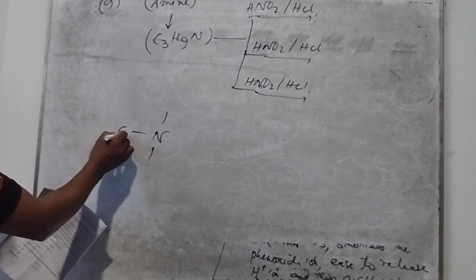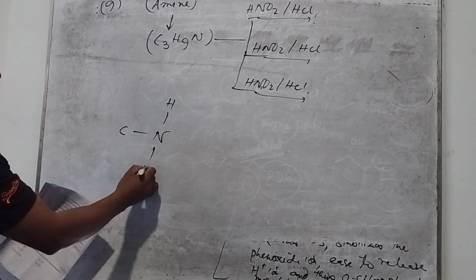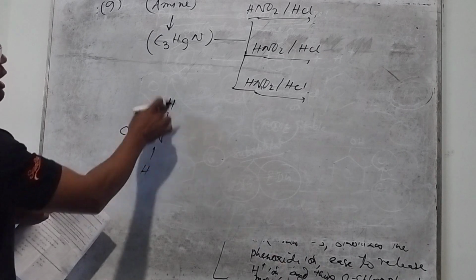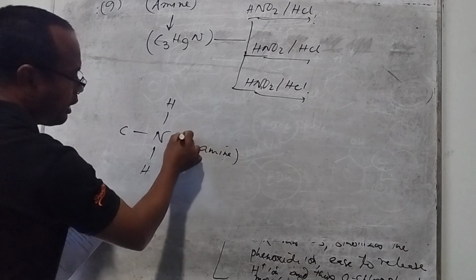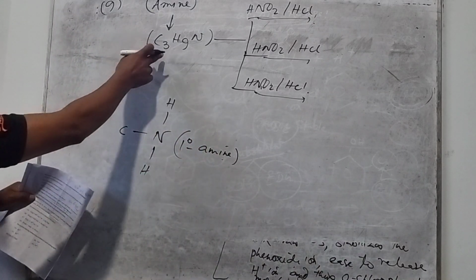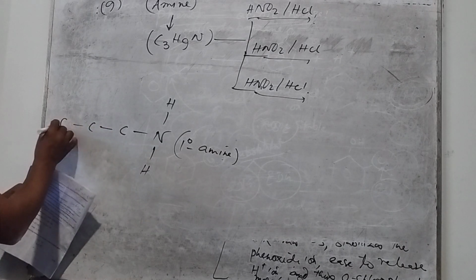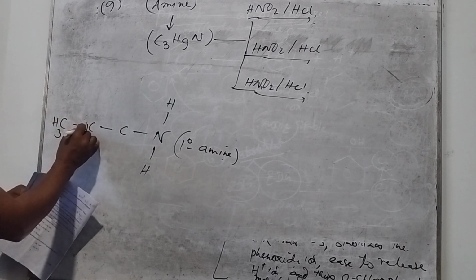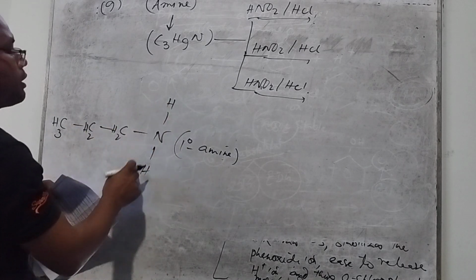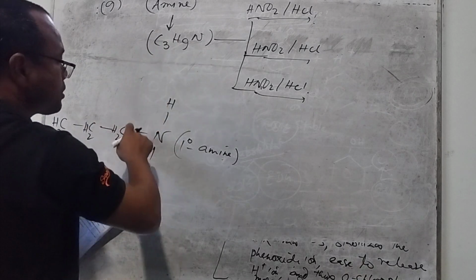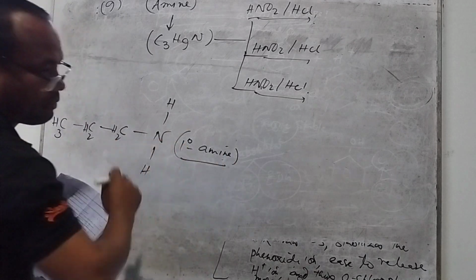If one carbon is directly bonded to the nitrogen and two hydrogens are bonded to this nitrogen, this type of amine we call a primary amine. How many carbons? There are 3 carbons, so the rest of the carbons should be bonded with the carbon. That gives 3 carbons and 9 hydrogens and 1 nitrogen. Drawn like this, it is the primary amine.